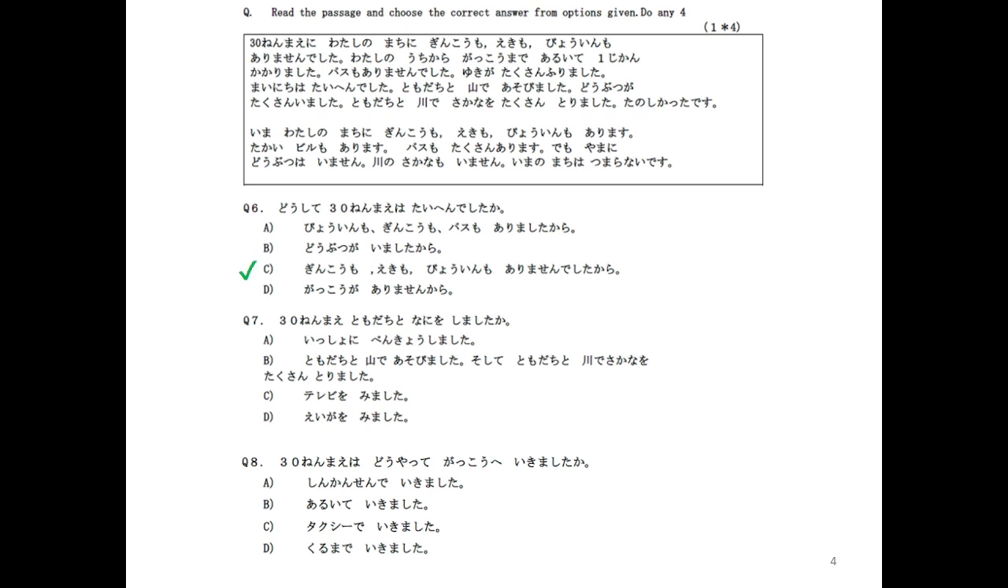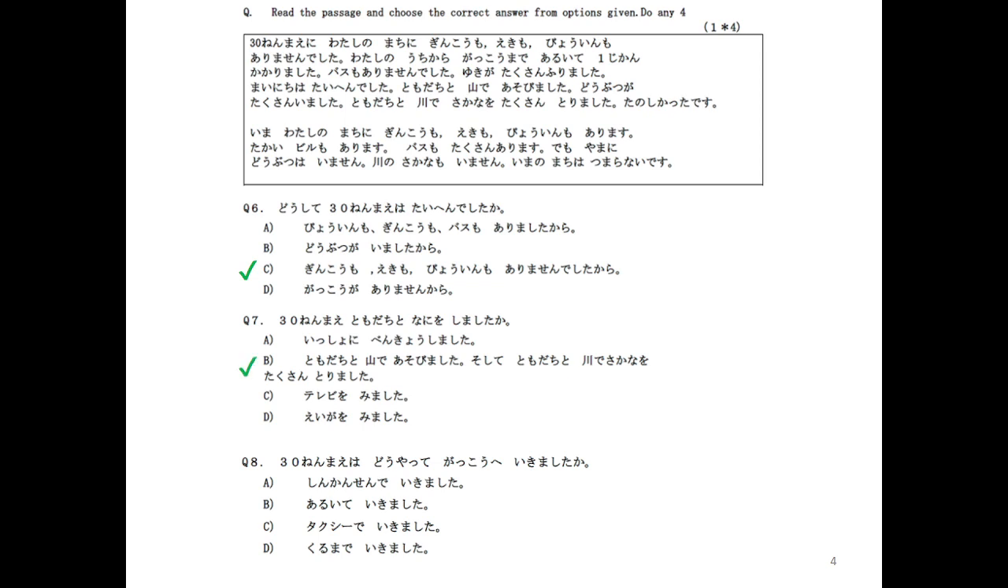Let us see the question number 7. What did you do with your friends 30 years ago? The answer is 友達と山で遊びました。そして友達と川で魚をたくさん取りました。Which is option B. A is 一緒に勉強しました, which means studied together. C is テレビを見ました, which means watched television. And D is 映画を見ました, which means saw a movie. So the correct answer is option B.